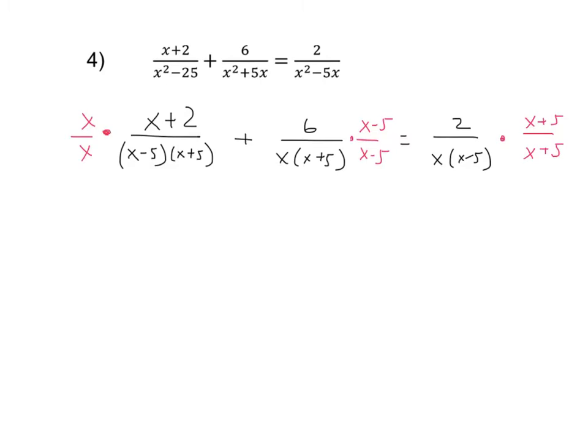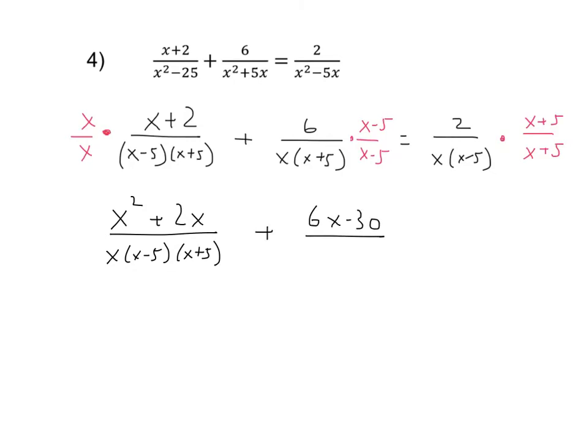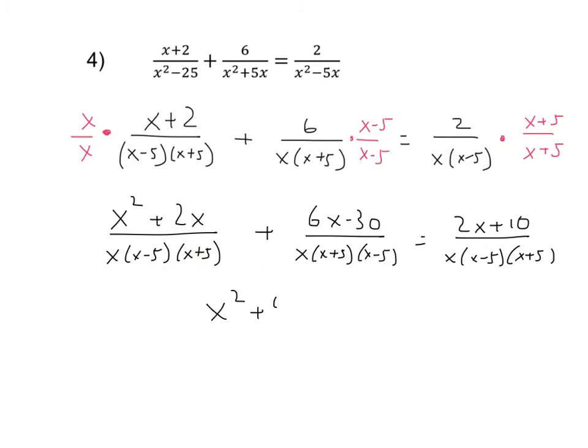All right, so let's go ahead and multiply this. So this would give me x squared plus 2x over x times x minus 5 times x plus 5, plus 6x minus 30 over x times x plus 5 times x minus 5 equals 2x plus 10 over x times x minus 5 times x plus 5. All right, so now that we have the same denominator, we can combine these two here over on the left. So this will be x squared plus 8x minus 30 over all of this, x times x plus 5 times x minus 5.